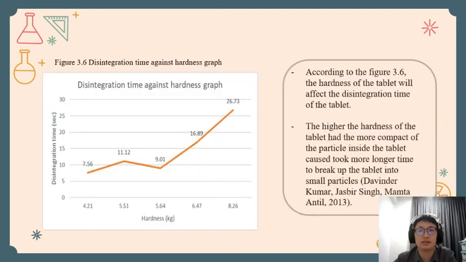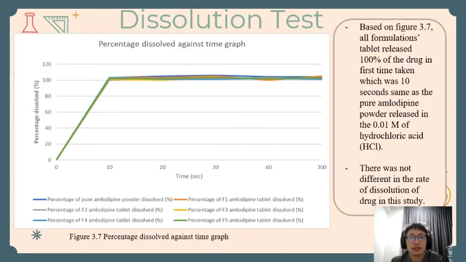The higher the hardness of the tablet, the more compact the particles inside the tablet, because it took a longer time to break the tablet into small particles. There was no difference in the rate of dissolution of the drug in this study.